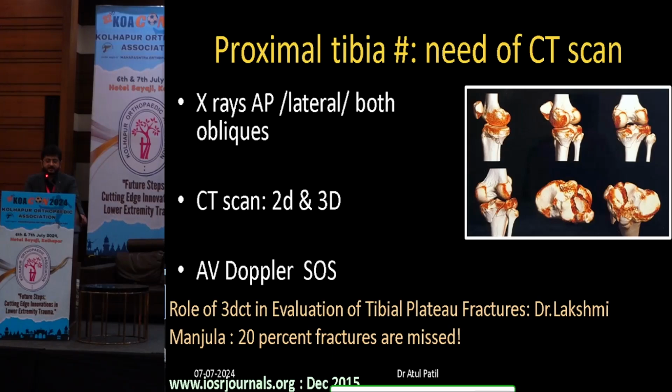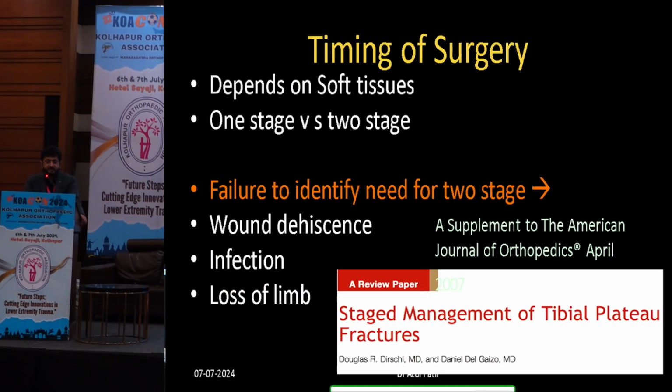So proximal tibia needs a CT scan. In around 20% of cases, your plan changes after the CT scan. So it is statistically proven. Timing of surgery depends on the soft tissue, one stage versus two stages, and failure to identify the need for two stages is certainly inviting complications.